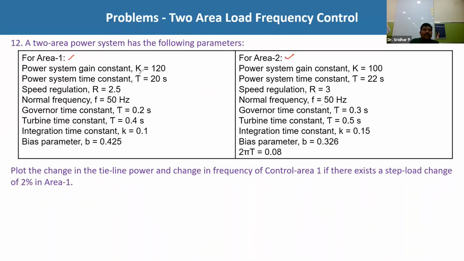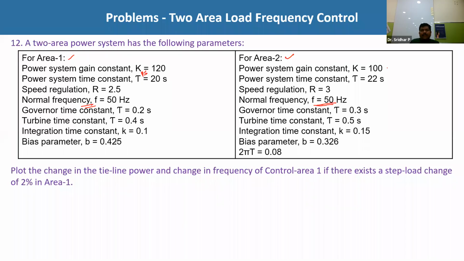But here they have clearly mentioned the power system gain constant 120. Here this is nothing but 100. Power system time constant 20 seconds. This is 22 seconds. Speed regulation is 2.5. Here 3. The frequency will not change anyhow, but they have given it, so let it be. Governor time constant, turbine time constant, integrator time constant, all the values are different.